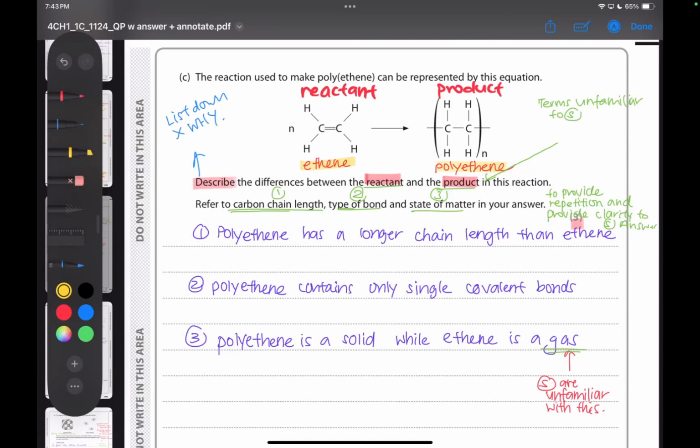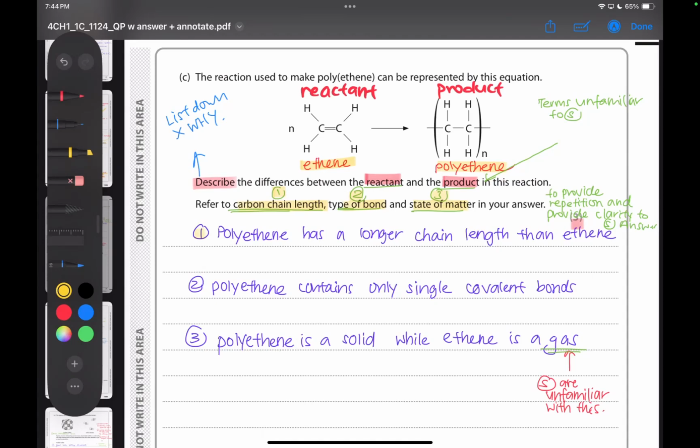They want you to be very clear about what you are going to talk about, and this is what they actually recommend, and I'm going to strongly encourage you to do this as well, because there are so many things you need to focus on. Underline what you need to talk about and put a number right on top of it. In this case, number one is the carbon chain length. Number 2 is the type of bond. Number 3 is the state of matter. So 3 things to talk about, and you want to compare between the reactant and the product.